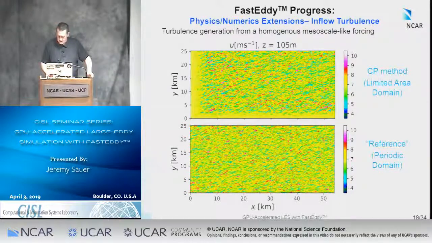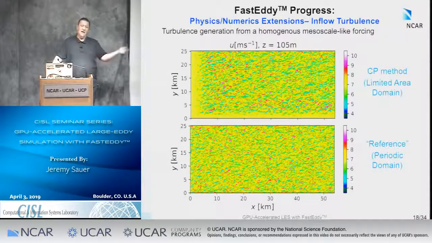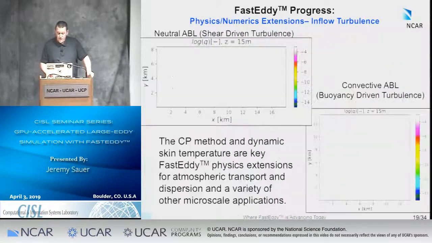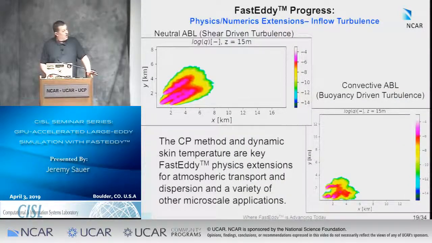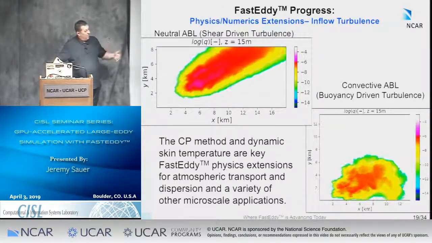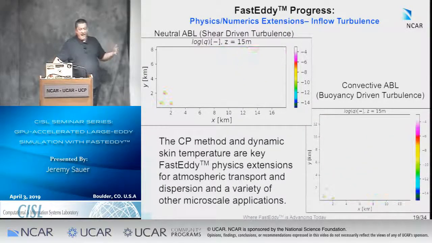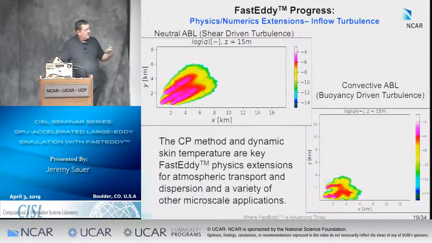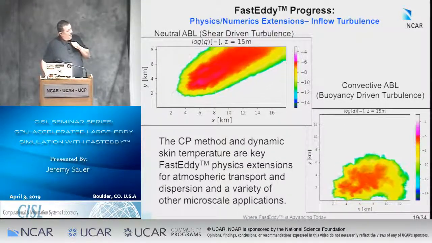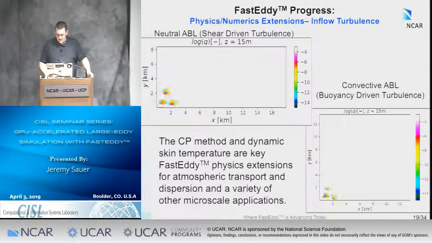But now that we have this in FastEddy, this gets us a long ways towards moving, again, out of the idealized scenario regime and into more realistic simulations. So this is just to bring back the point that for transport and dispersion simulations, the cell perturbation method and the skin temperature physics extensions are absolutely key. You can see from the transported plume just how different things look when you have resolved turbulence and proper surface forcing.